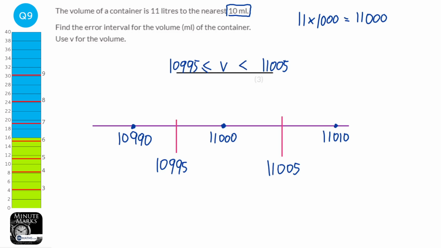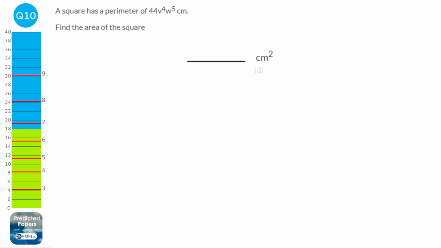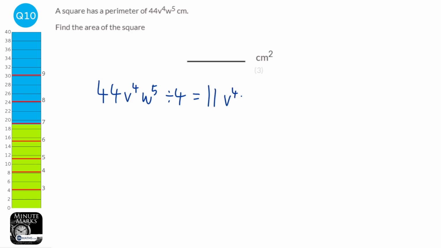So we need to first of all work out what the length of the side of the square is. And to do that, what we do is we get the 44v to the power 4 w to the power 5, and we just divide it by 4. And to do that, all we need to do is just divide the coefficient by 4. So it'd be 11v to the power 4 w to the power 5.